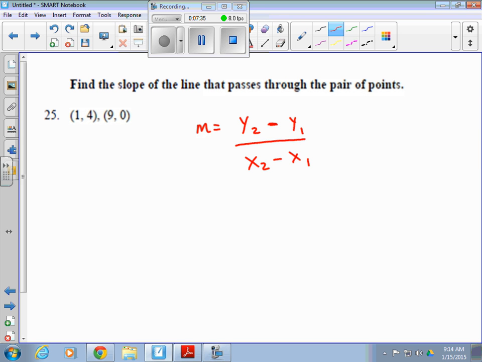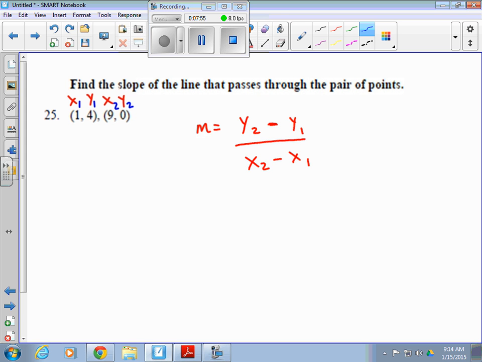If you need to label each one of these, then do that. This one's x and this one's y. This one's x and this one's y. It's alphabetical. This is point 1, so that'll be sub 1. This is point 2. You don't have to do all of these steps if you feel comfortable finding the slope much quicker. This is the first way we learned how to do it.